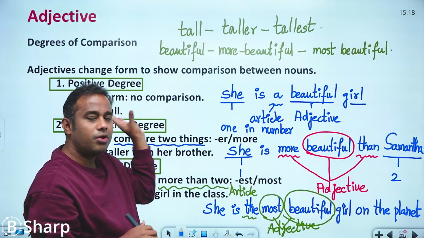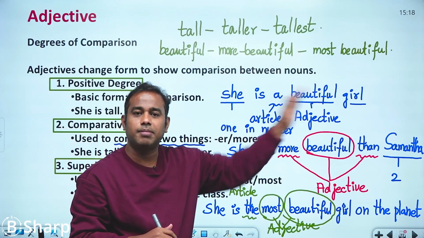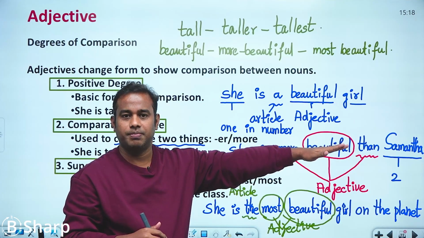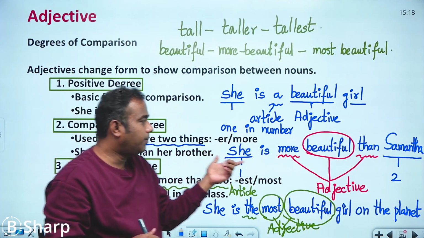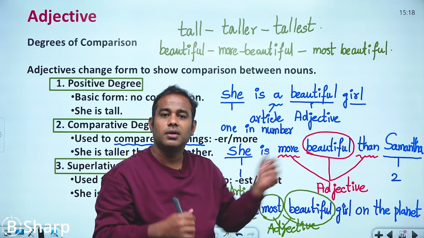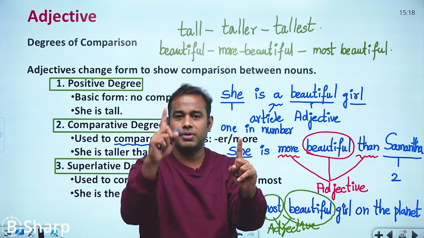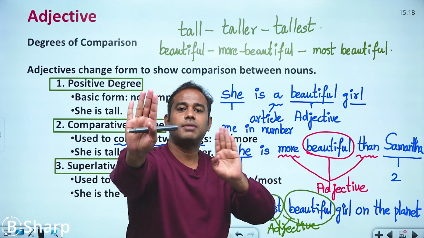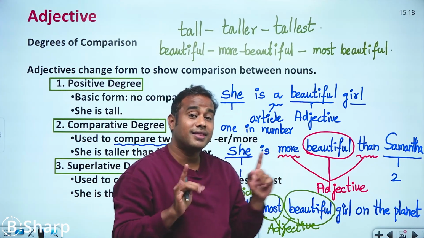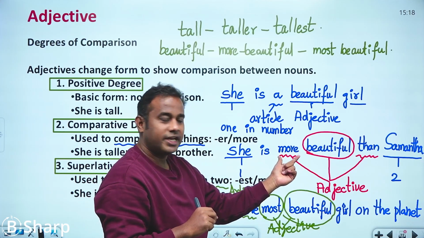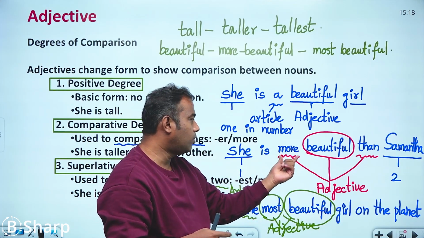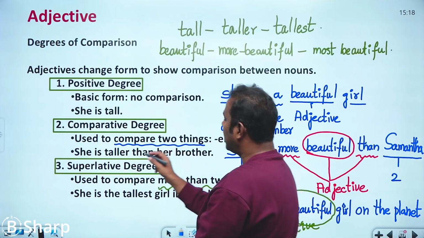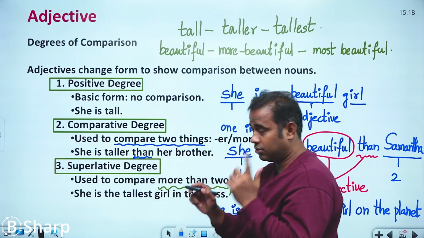So you are giving a positive definition there, but you are not conveying the point you want to say. But when I say she is more beautiful than Samantha, I have taken two persons and I am comparing these two persons. This person is more beautiful than this girl, so it means she comes first. For that, I have used the extra word more, and then I have used than. Here also you can see, she is taller than her brother. Here I have used than, so this is also important.